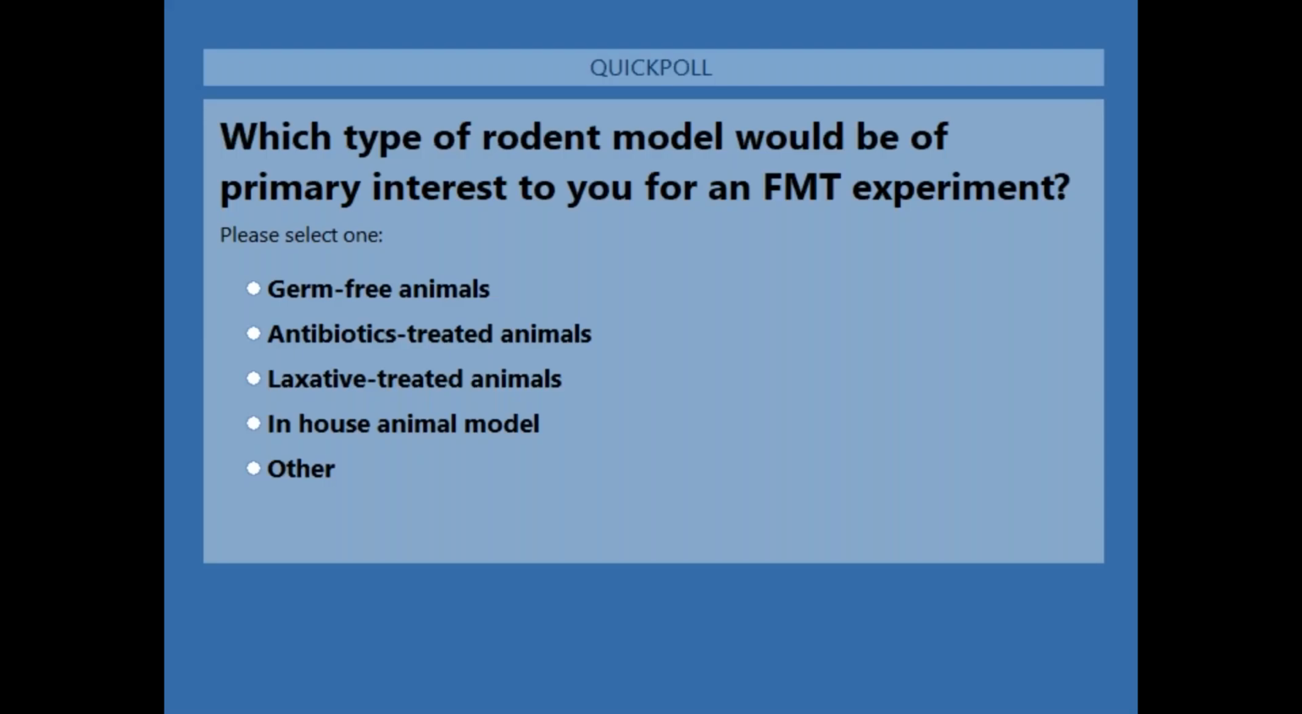Now let's go right into poll question number 3, our final poll. And the question we have for you is, which type of rodent model would be of primary interest to you for an FMT experiment? So you have 5 options below to choose from. Germ-free animals, antibiotic-treated animals, laxative-treated animals, or in-house animal model, but the final option there is other.